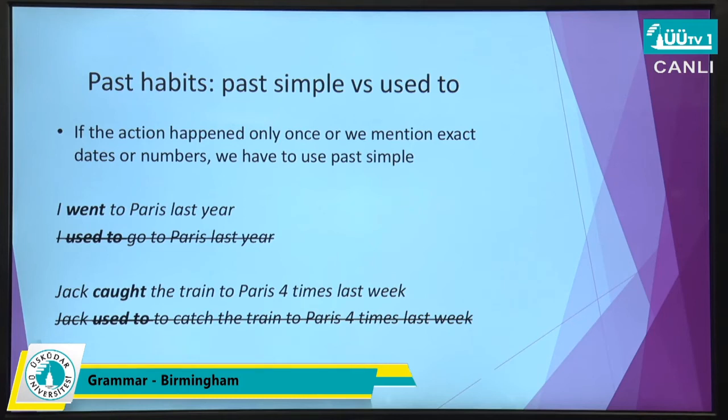Past habits, past simple versus used to. If the action happened only once, or we mention the exact dates or numbers, we have to use past simple. I went to Paris last year. So as it has been said, when you are using simple past and you have dates and numbers, or the number of times that the action happened in the past, you shouldn't use used to. For example, if it happened once, twice, 3 times, or you have exact dates or numbers, you must not use used to. I went to Paris last year, not I used to go to Paris last year.